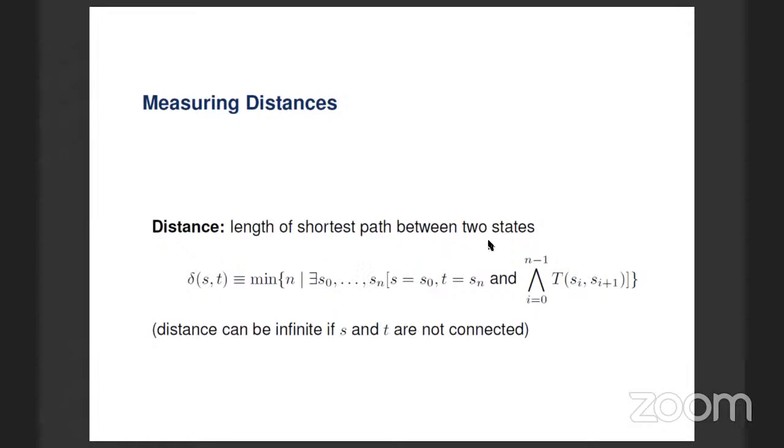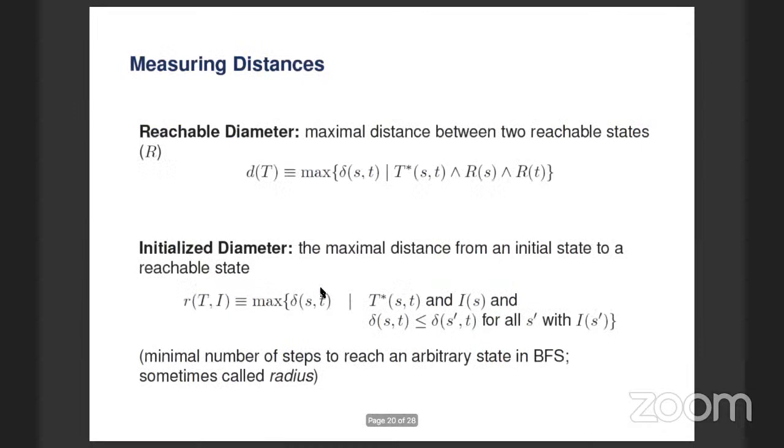The length of the shortest path between two states is what I call distance. That is the minimum. There can be two states in a Kripke model connected by several different paths, which may have repeated states or no repeated states. But the distance of two connected states, S and T, in a Kripke model is defined as the shortest path between those two states. Now, a reachable diameter is the maximal distance between two reachable states.